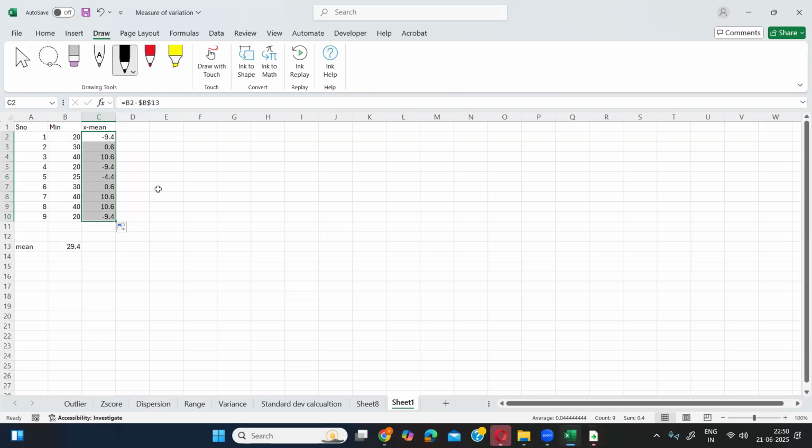Any doubt, let me know. So this is part 1 of that formula: each and every data minus mean.